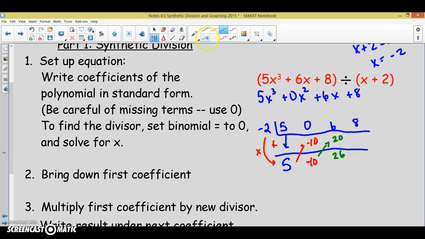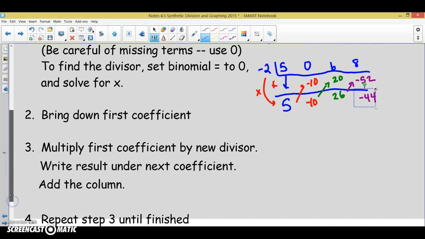Then I'm going to multiply -2 times 26. And that's going to give me -52. And then when I add 8 plus a -52, it gives me a -44. Okay, so we did our step number 3, and we repeated it until we got to the end of our problem.